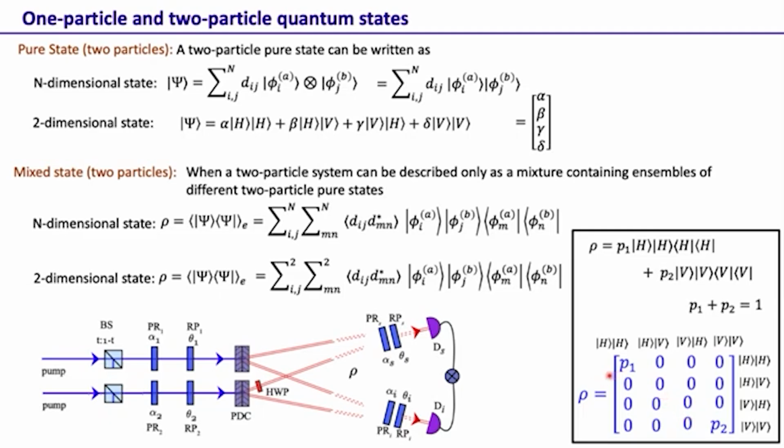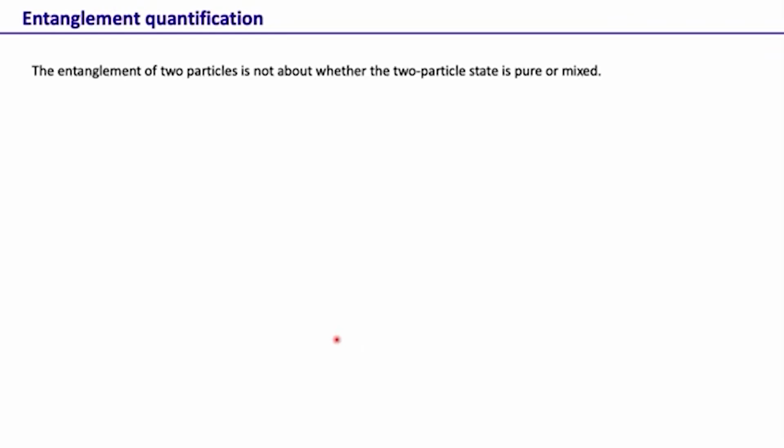So this is how we understand a 2 particle pure state and mixed state, which is very similar to the concept we have for a 1 particle pure state and mixed state. Okay, now that we know about the pure and mixed state, let's look at entanglement quantification, as to how it is done.